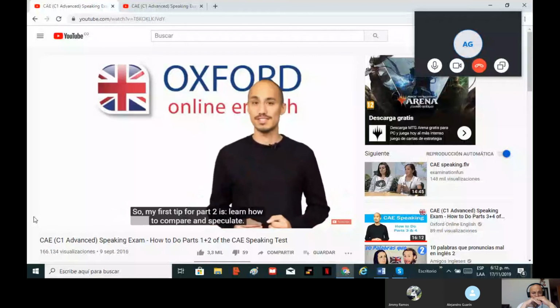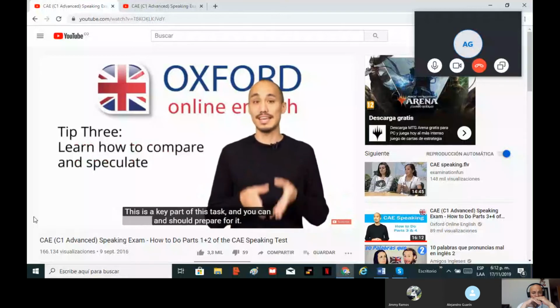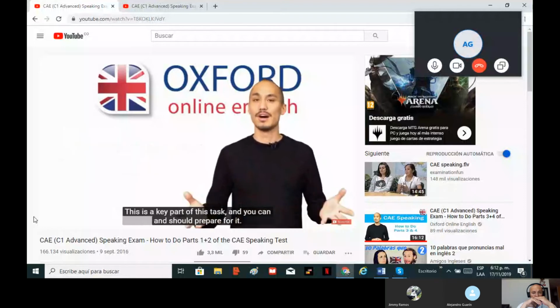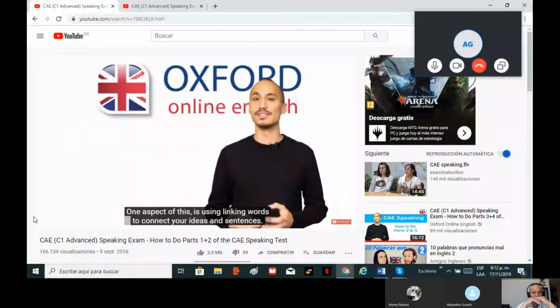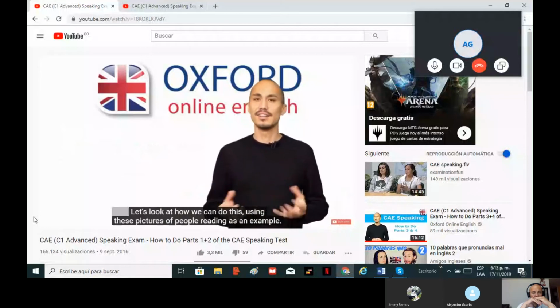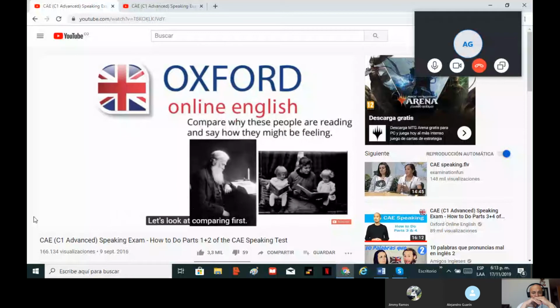So, my first tip for part 2 is learn how to compare and speculate. Now, this is a key part of this task, and you can and should prepare for it. One aspect of this is using linking words to connect your ideas and sentences. Let's look at how we can do this using these pictures of people reading as an example. The question might be, compare why these people are reading and say how they might be feeling.